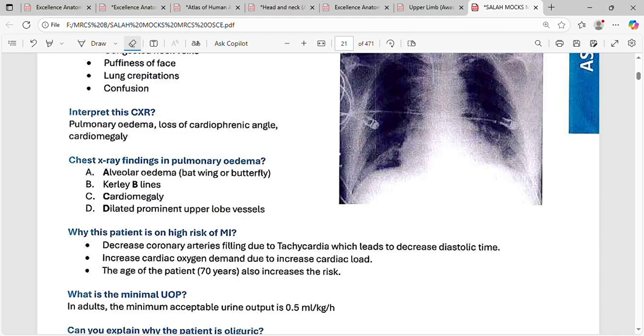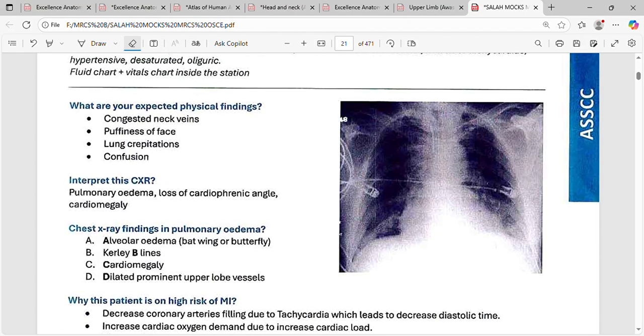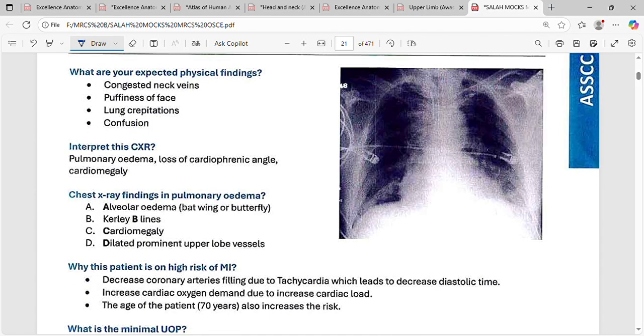Interpret this chest X-ray. So this is the chest X-ray. This is not a clear X-ray, so I will show the proper X-ray of pulmonary edema, with the bat wing appearance specifically. I will share the proper X-ray, so you will very easily appreciate pulmonary edema.